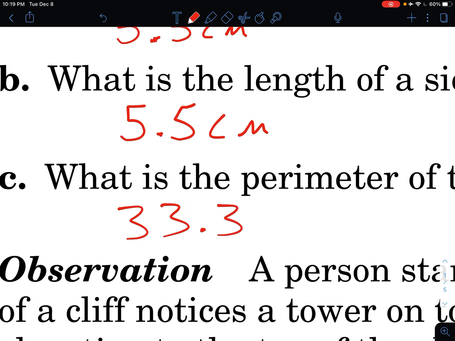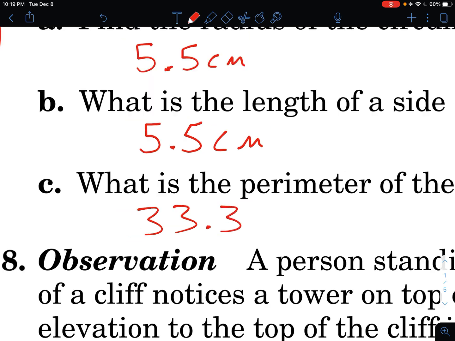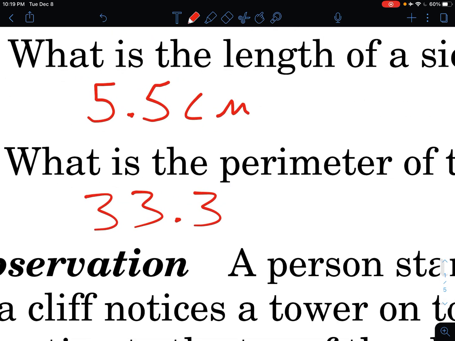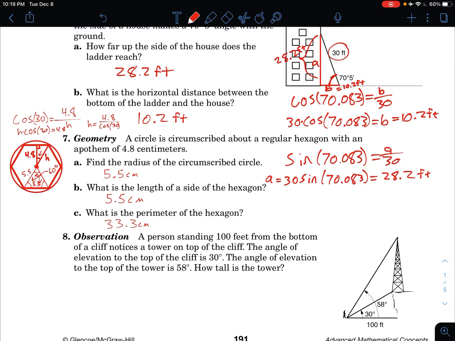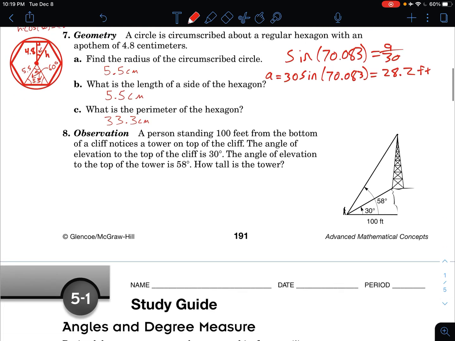33.3 if we round to the nearest tenth. And that will be in centimeters because it is a perimeter. It's the distance around the hexagon. Alright, so that works. And let's move on to the next one.